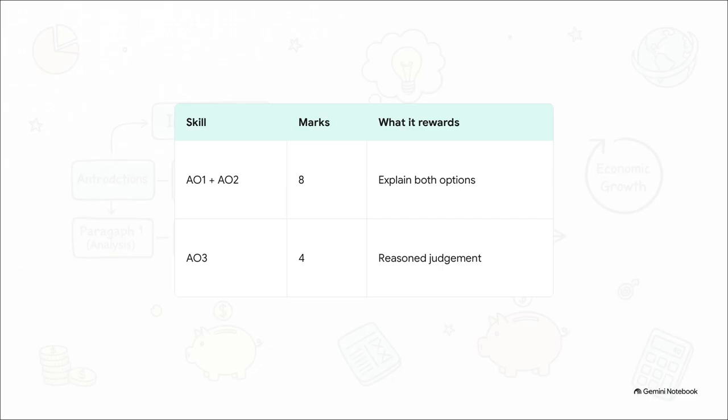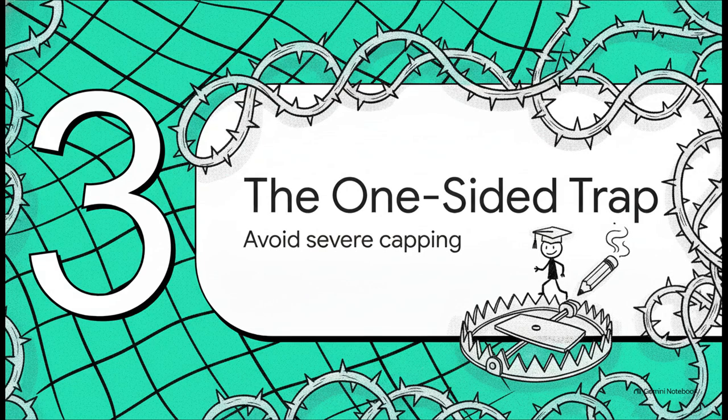Then the remaining 4 marks are for AO3, your evaluation. That requires a developed, reasoned judgment that compares both options so you can reach a justified conclusion. Makes sense, right? But the real danger lies in how these marks are capped. Which brings us to Section 3, the one-sided answer trap.